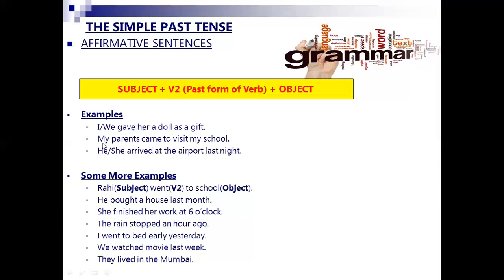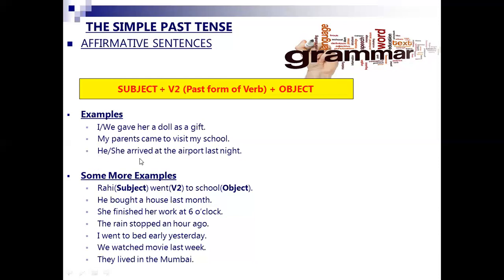See, the next example is: My parents came to visit my school. My parents is the subject. Came is the past form of come. It is V2. To visit my school comes under object. Yes, so subject, V2, object. My parents came to visit my school.